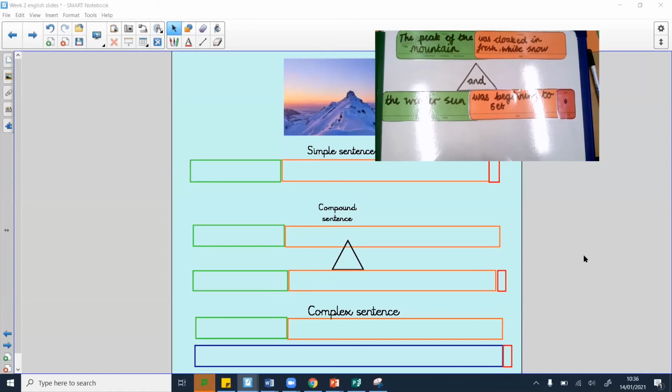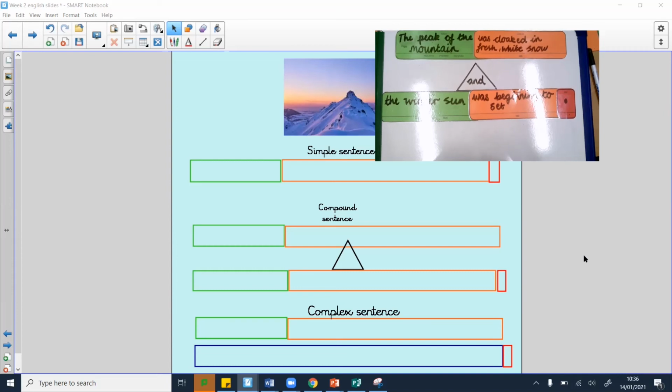Wonderful. So here then, I've had a go at writing a compound sentence. In a compound sentence, we have two main clauses and they are joined together with a coordinating conjunction. So these could be and, but, or, so. I've used 'and' here. So the peak of the mountain, which is my first subject, was cloaked in fresh white snow, my first predicate, and 'and' is my coordinating conjunction. The winter sun, my second subject, was beginning to set, my second predicate. Finally, ending my sentence with a full stop.